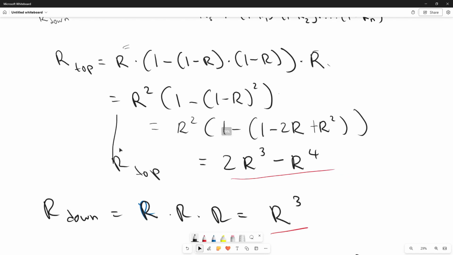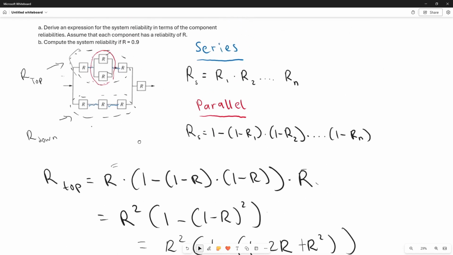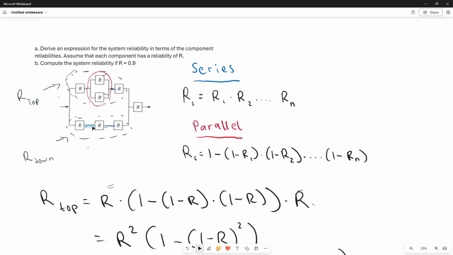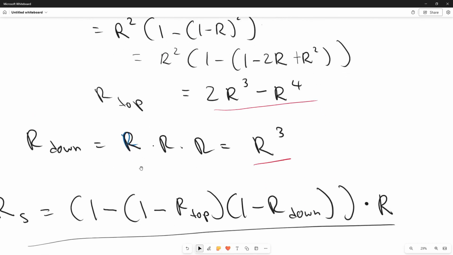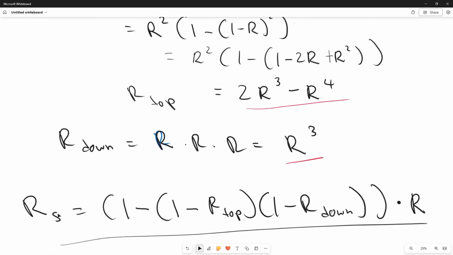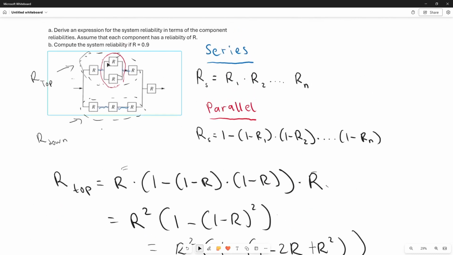And going back to the diagram, the bottom is easy. It's just R times R times R, because for series you just multiply all the way to n. So R times R times R gives us R cubed. So R of the whole system, R of S, is all this R top. Don't forget R top is in parallel with R bottom or R down.